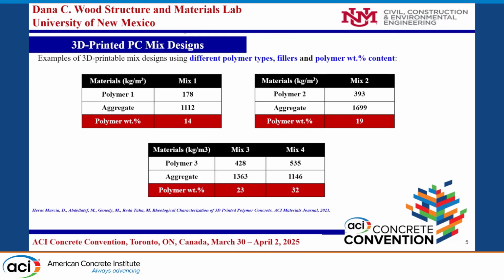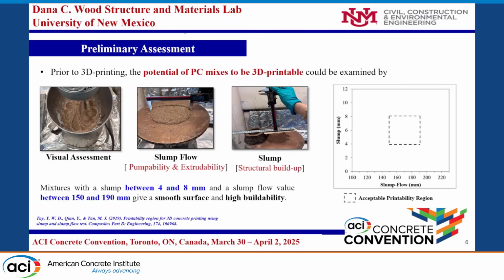So here's an example of the mix designs. We can design the mixes using different polymers and different polymer weight content. We can have 14% polymer weight content and double it up to 32% polymer weight content. Of course, by playing with the mix design and doing the necessary modification, we can increase this or reduce it further.